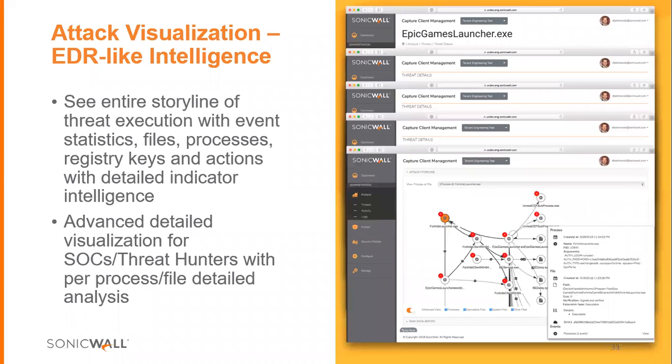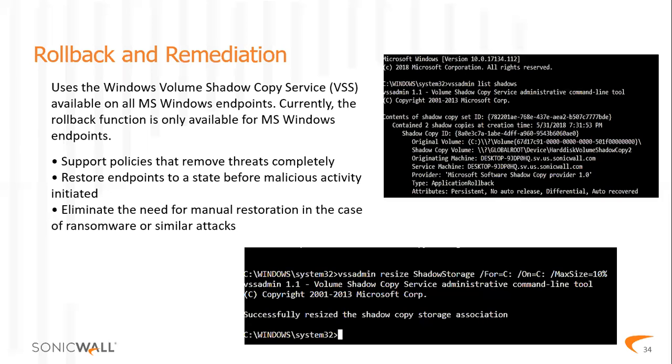Of course, for each of the processes and all the execution of the malware, we can help you record it so that you can do your own analysis. If the PC has a ransomware attack, Capture Client can also help you do the rollback and remediation. We can use the Windows Volume Shadow Copy Service, VSS, to roll back all the infected or encrypted files or folders.